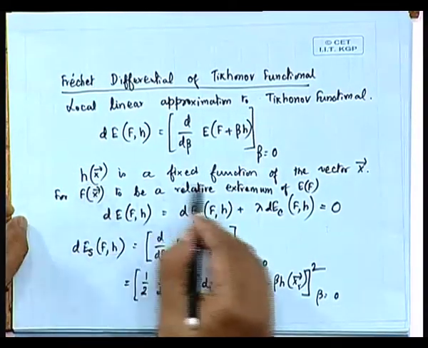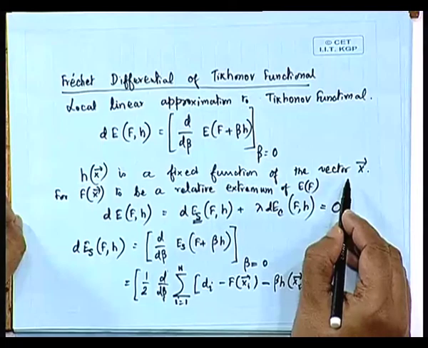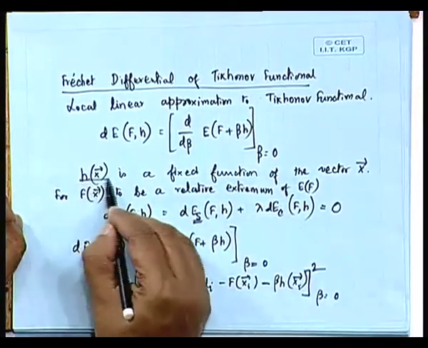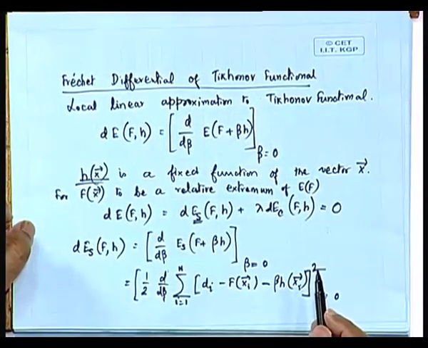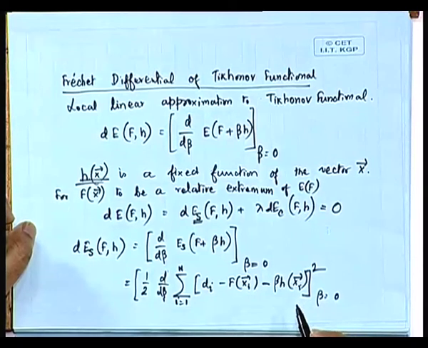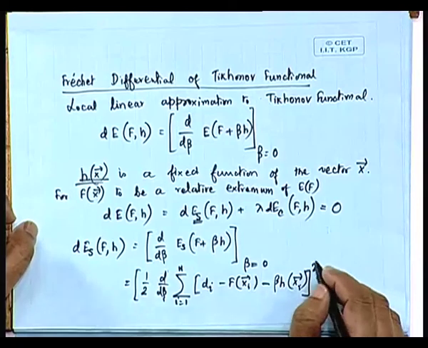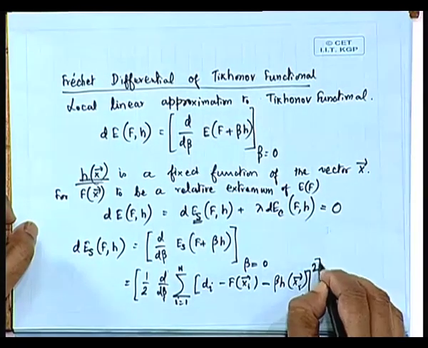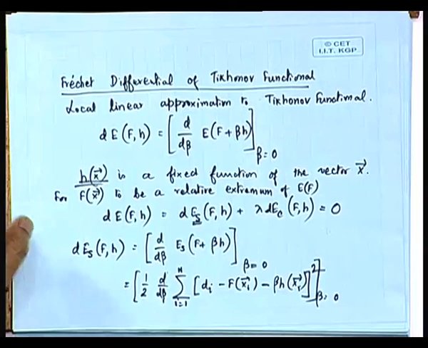h is a fixed function of the vector x. We have already said that. Square will be inside the bracket. Yeah, there is one more bracket. Yes, you are very correct. Yeah, there is one more bracket. Right.